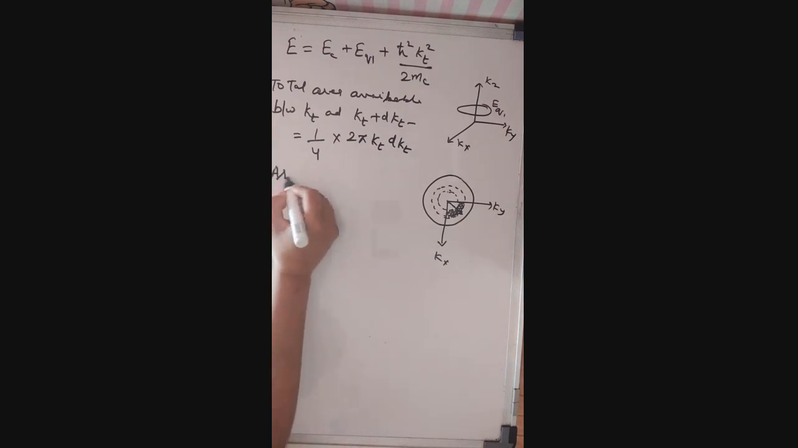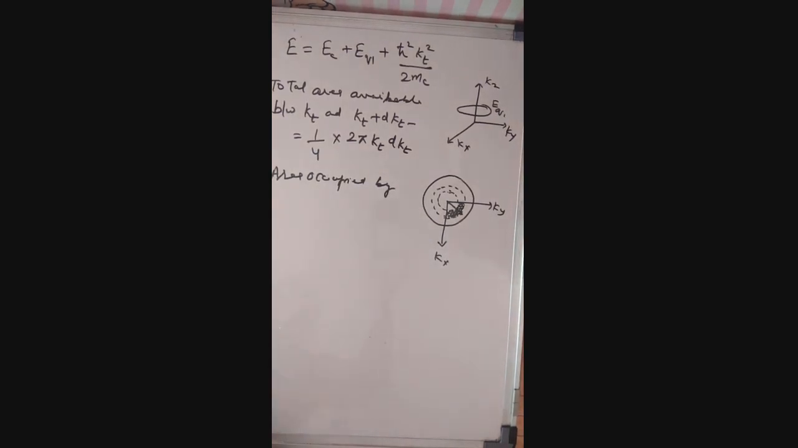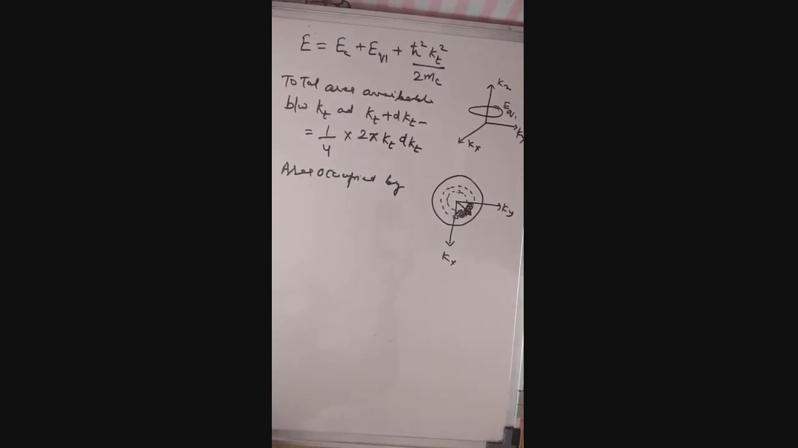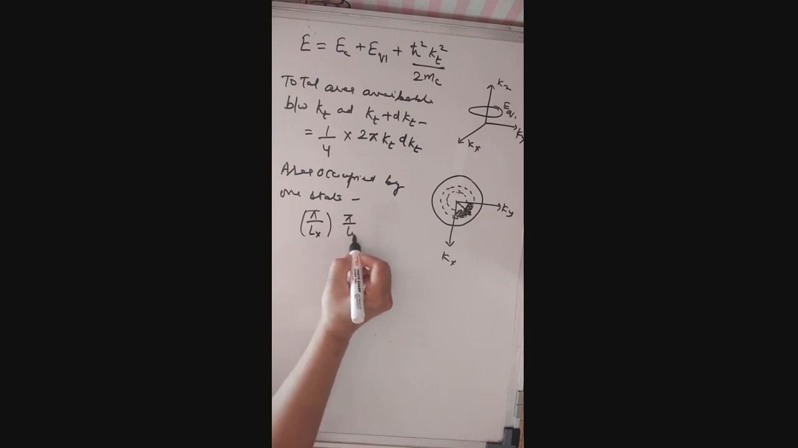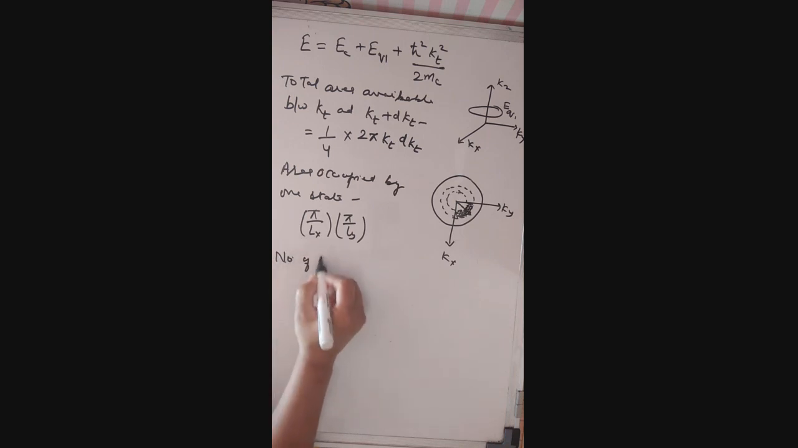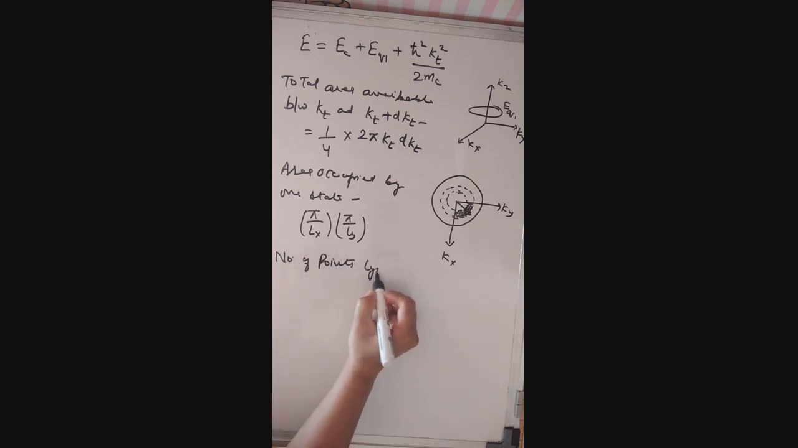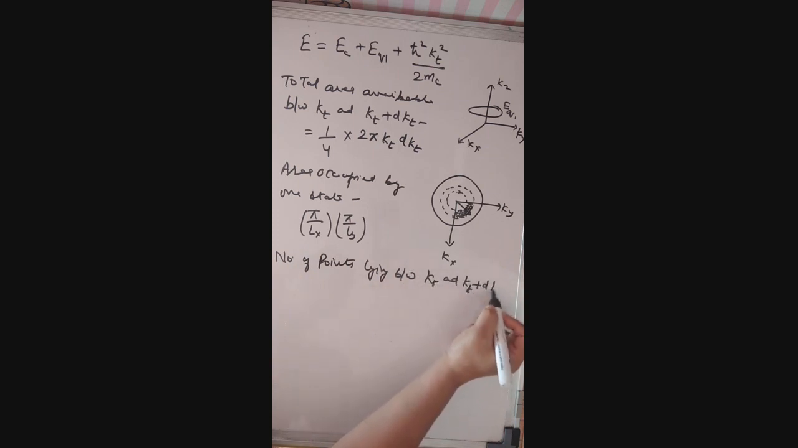Now what is the area occupied by one state? The area occupied by one state is given by pi by lx, pi by ly, because now we are talking about 2 dimensions. Only lx and ly are remaining, the z dimension we have already reduced. So this is the area occupied by one state. Now we have to find the number of points lying between kt and kt plus dkt.